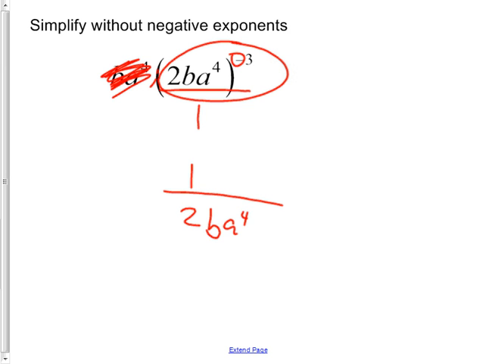2ba to the 4th. I just put it all on the bottom. Now it'll be happier where it is. And now I've done the negative part. I haven't done the cubing yet. You get what I just did there? So this negative here, I just made it flip, and now it's not unhappy anymore. Now the people that were on the bottom are on the top, and the people that were on the top are on the bottom. And now there's no negatives anymore. Now I just got to go 1 to the 3rd, which is 1. 2 to the 3rd, which is 8. B to the 3rd, which is b to the 3rd. And a to the 4th to the 3rd, which is a to the 12th.